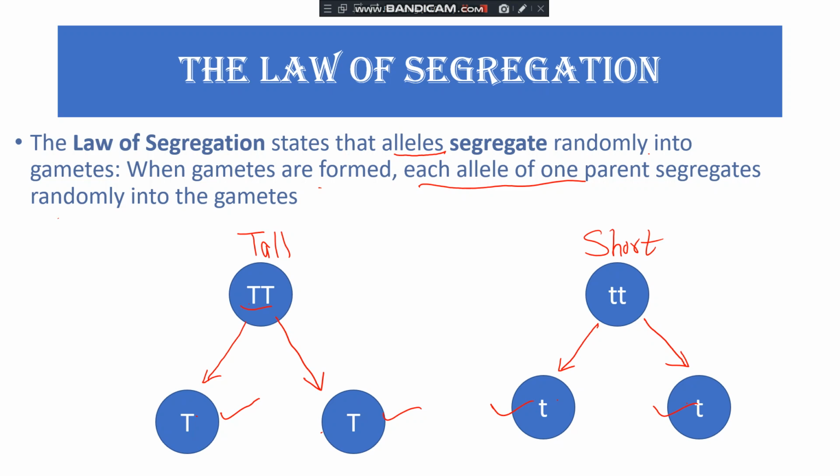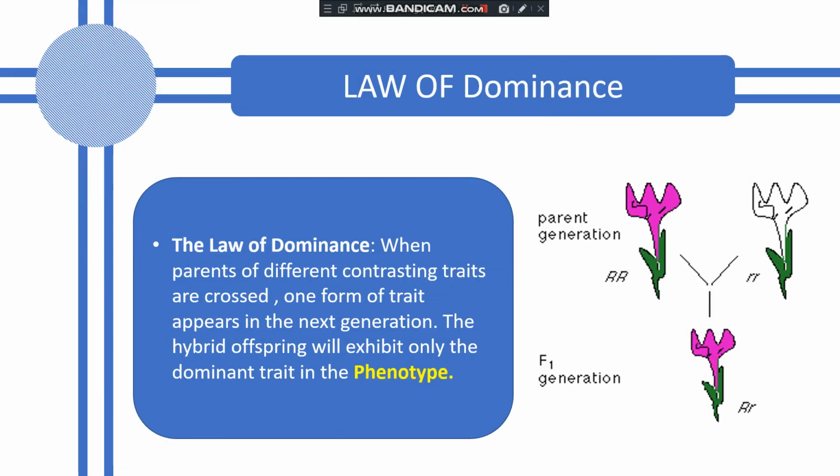Now the next is the law of dominance. What is meant by the law of dominance? The law of dominance states that when parents with different contrasting traits are crossed, only one form of the trait appears in the next generation, and the hybrid offspring will exhibit only the dominant trait in the phenotype.